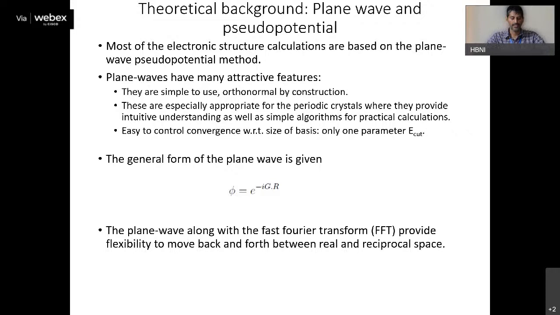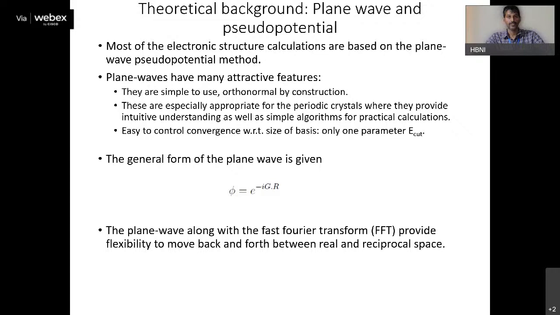the plane waves are simple to use, orthonormal by construction. So this can be handled easily in the calculation of a periodic system. And as I mentioned, these are essentially appropriate for periodic crystals, where they provide intuitive understanding as well as a simple algorithm for practical calculation. One can easily find the convergence with respect to the basis set. Only one parameter, E cut, is used. I will discuss a little bit about how this only one parameter is used for convergence of the plane wave basis set.